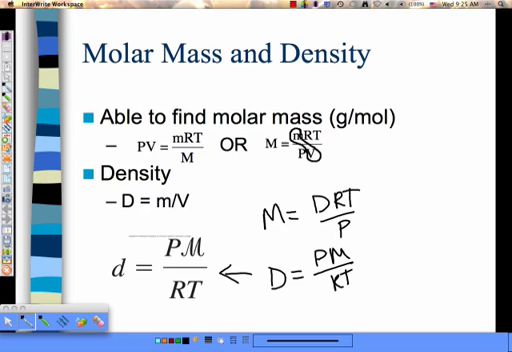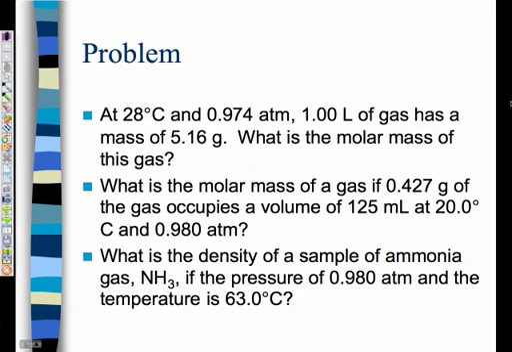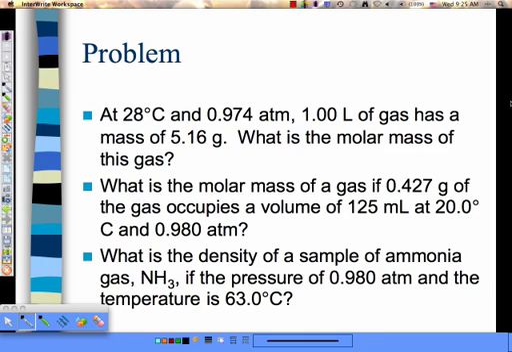So questions on those two? We'll do some problems. First problem: at 28 degrees Celsius and 0.974 ATM, 1 liter of gas has a mass of 5.16 grams. What's the molar mass of this gas? So what's our equation? M equals mRT over PV. We're looking for big M, right?